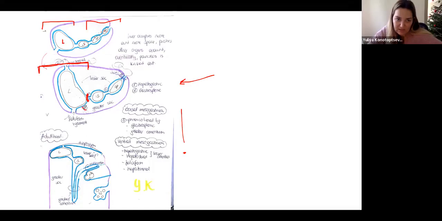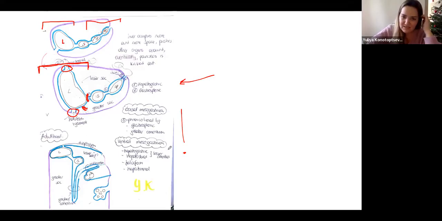Hepatoduodenal ligament. We can't see it, but it's a bit under here. Okay, so hepatoduodenal ligament, falciform ligament and hepatorenal ligament. All of these are products of the ventral mesogastrium. So if in the anatomy exam they ask you, how did the falciform ligament appear? It's a remnant of the ventral mesogastrium.